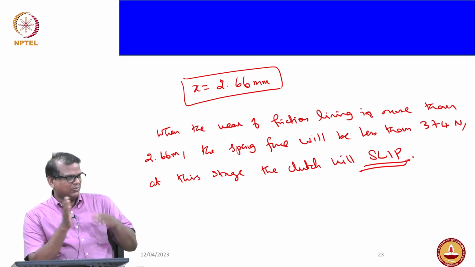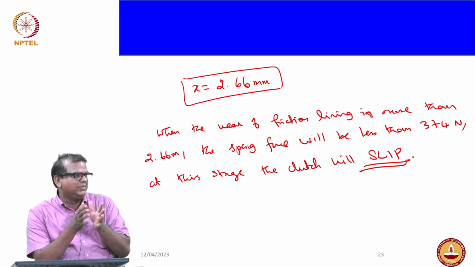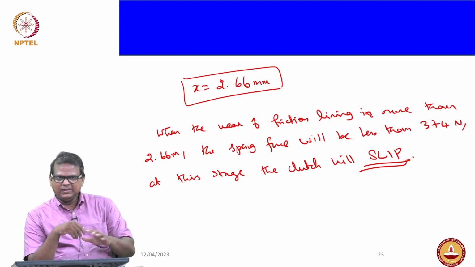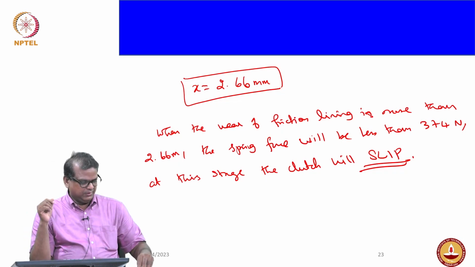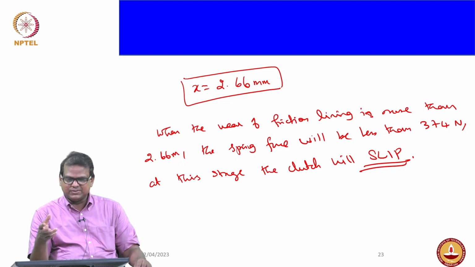You understand now? So now do you know why the uniform pressure, uniform wear theory is very important? You have to achieve that, they say torque also. I think I will stop now. Next class I will discuss a couple of other types of clutch, then we will discuss the dynamic analysis.